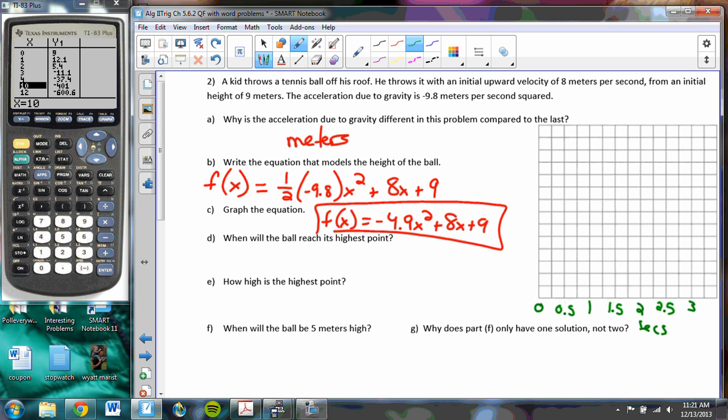How high does this ball go? What I can see on here anyways, at least from the picture I have, from the points I have up here, how high does the ball go?